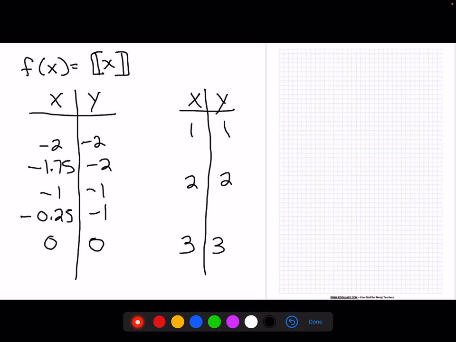Like if you're going between 1 and 2, like if you had 1.36, you want the biggest integer that's less than 1.36. That's 1. Like if you're between 2 and 3 and you had 2.08, you want the biggest integer that's less than 2.08. So that's 2. So you're going to find out that this ends up being a step function, because you're going to have these little pieces in the graph that end up looking like steps.